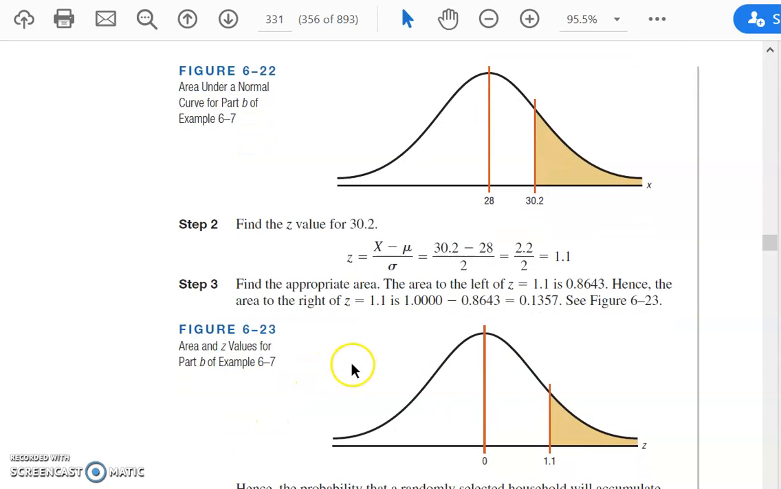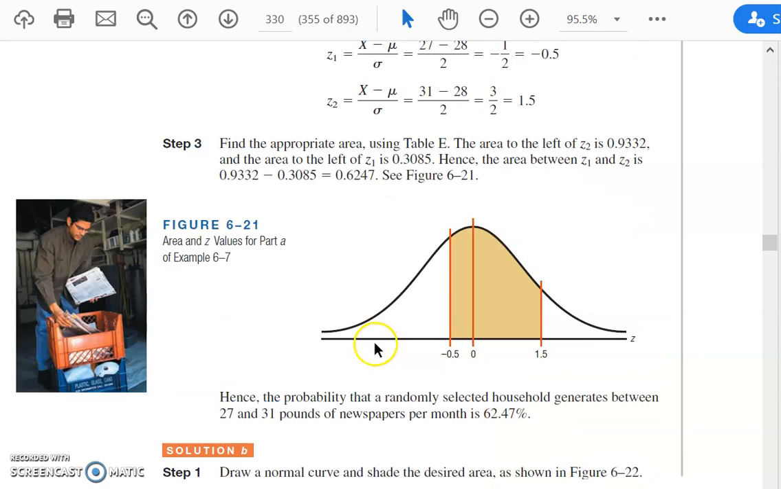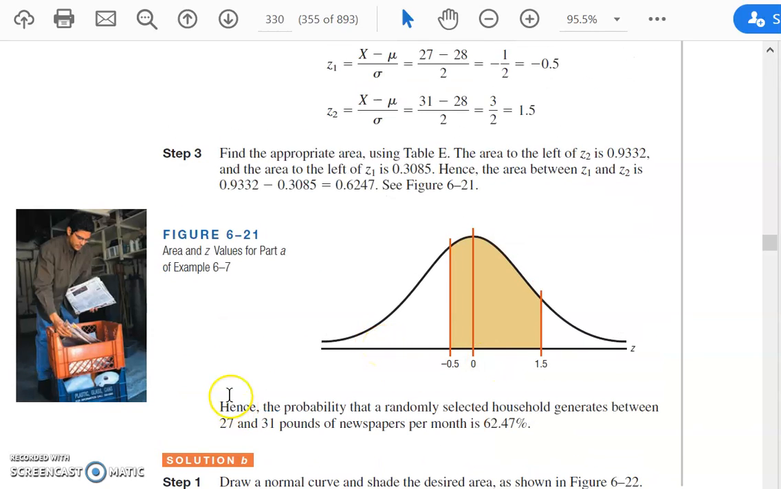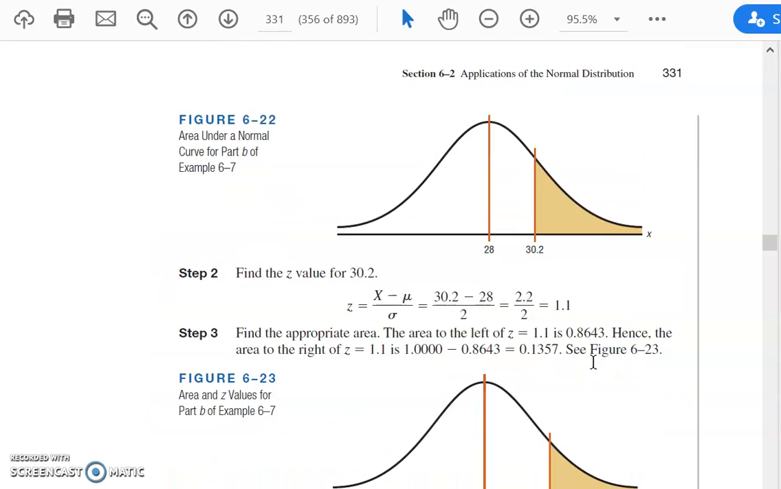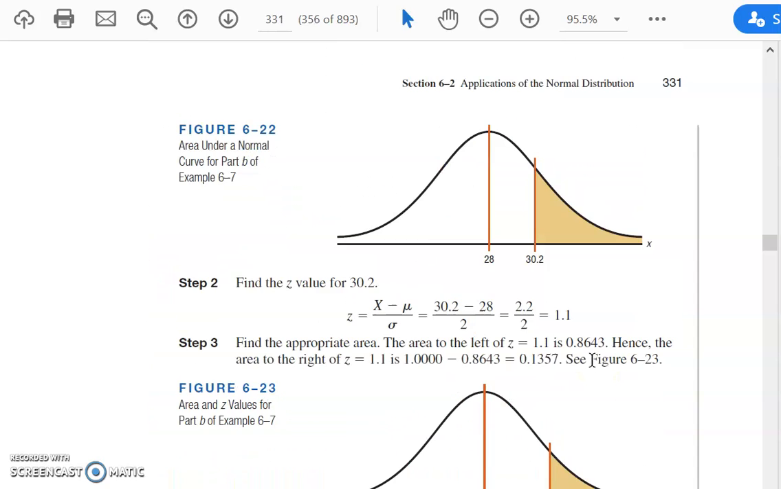Okay, so now to find the area to the right, let's go up here a little bit. Okay, give me a second here. This is harder than it looks.